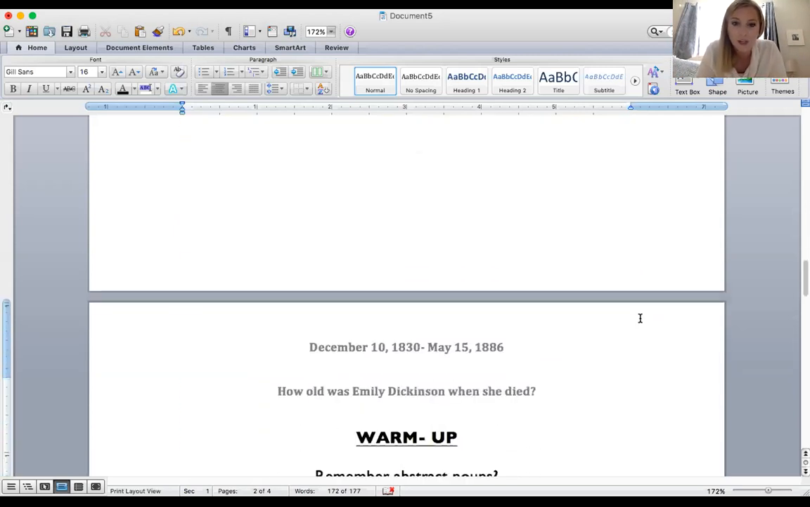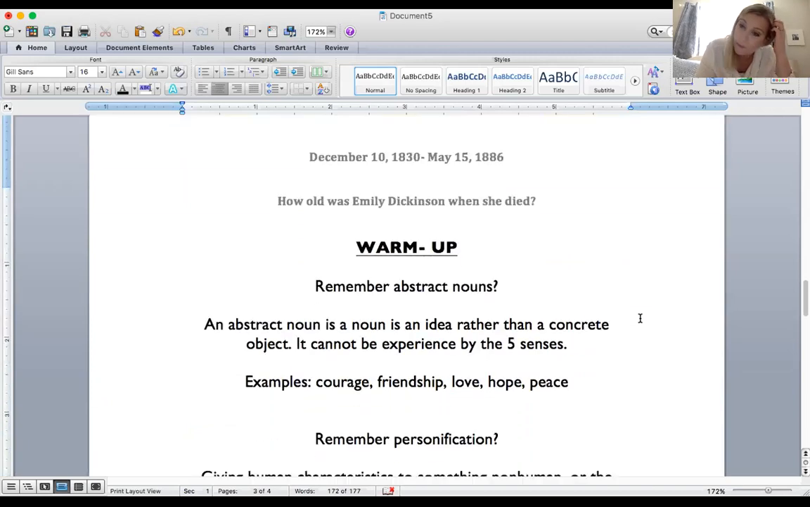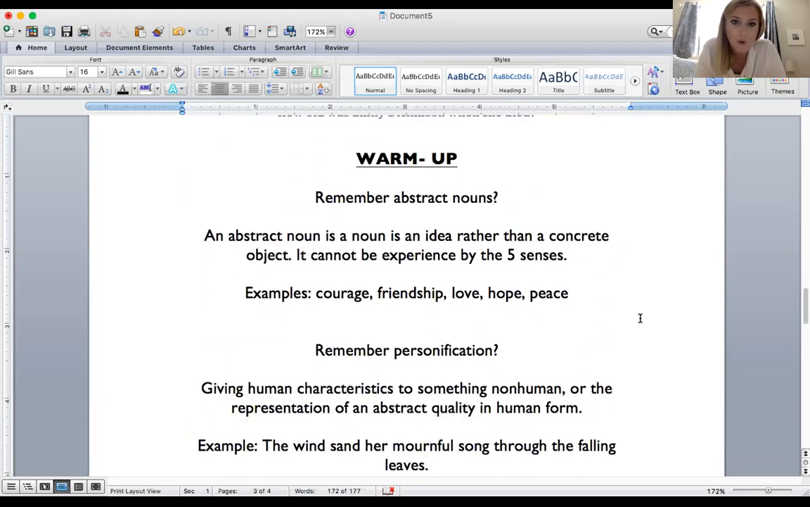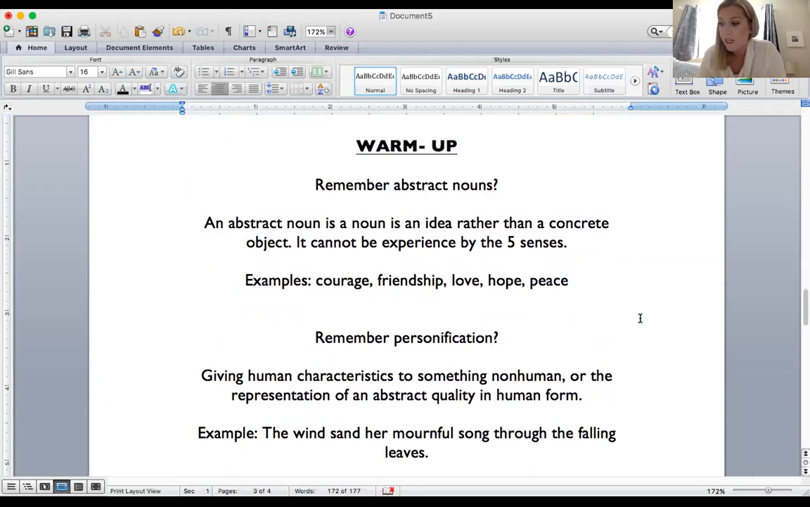Today we're going to read a poem called Because I Could Not Stop for Death. In all of Emily Dickinson's poems, the titles are usually the first line of the poem. So that's actually the first line of the poem too. I have a warm-up for you to get us ready to analyze this poem. Okay, and then we'll go over our objectives and jump right in.